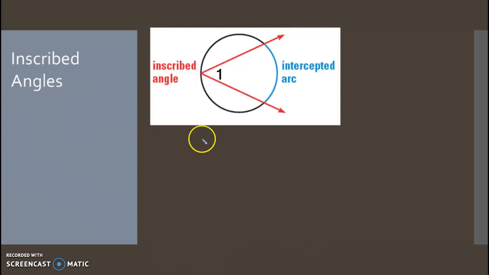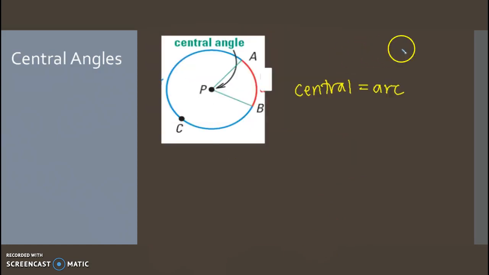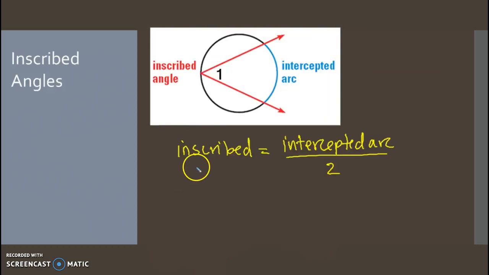An inscribed angle is another one where the angle's on the inside, but the vertex is on the edge of the circle. Okay, and then the inscribed angle is the same as half of the intercepted arc. So it's the intercepted arc divided by 2. And we can actually go back to that central angle and say that it's the same as the intercepted arc. That's like the nice term to use. And then this red one here, this is our intercepted arc. So they're the same. Then an inscribed angle is half of the intercepted arc.